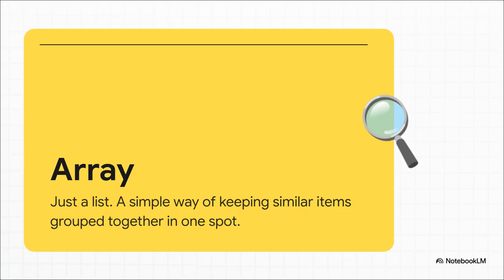And please don't let the technical name scare you. An array, it's just a list. That's it. A simple list for keeping similar things all grouped together. I want you to think of it just like the snack table at the party. You've got all your goodies lined up right there in one spot. It's organized, it's super easy to see what you've got, and everything is in one convenient place.